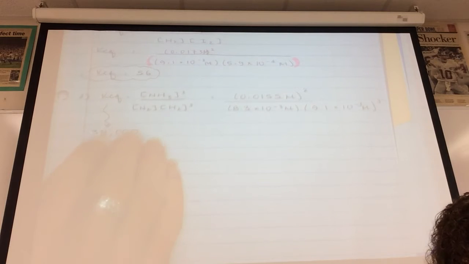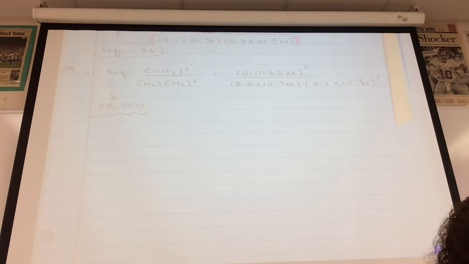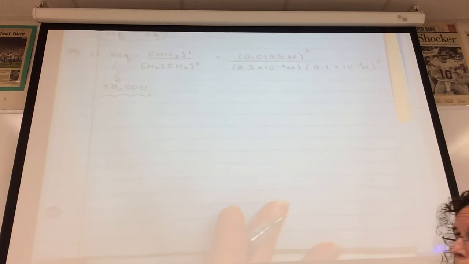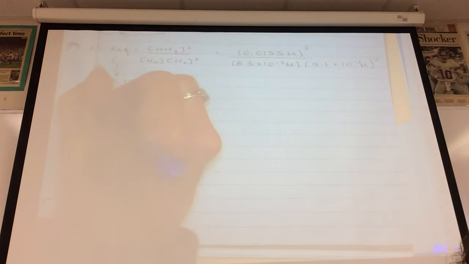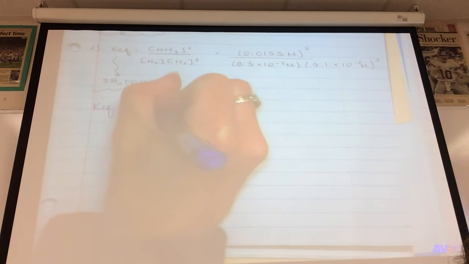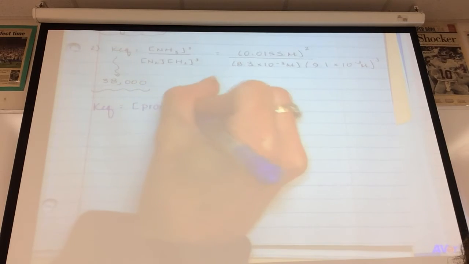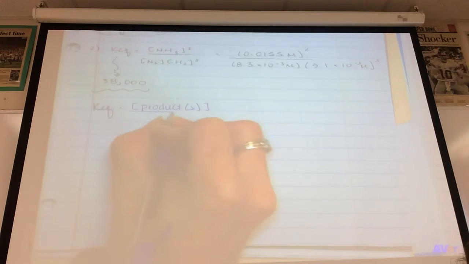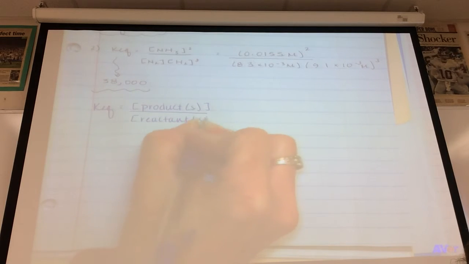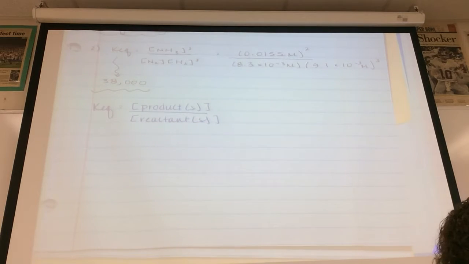All right, one last thing, guys. We'll save the harder piece for tomorrow, but we know that KEQ is equal to product concentration over reactant concentration.